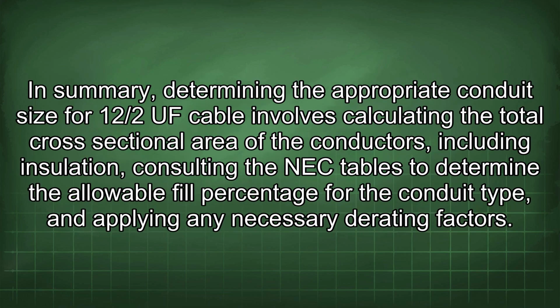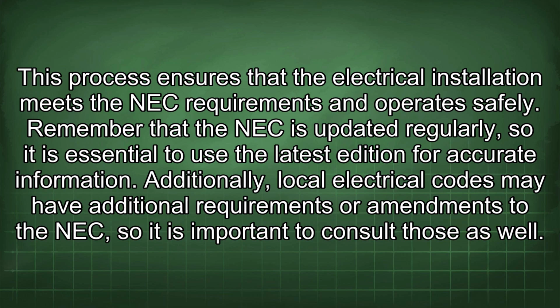In summary, determining the appropriate conduit size for 12/2 UF cable involves calculating the total cross-sectional area of the conductors, including insulation, consulting the NEC tables to determine the allowable fill percentage for the conduit type, and applying any necessary derating factors. This process ensures that the electrical installation meets the NEC requirements and operates safely. Remember that the NEC is updated regularly, so it is essential to use the latest edition for accurate information. Additionally, local electrical codes may have additional requirements or amendments to the NEC, so it is important to consult those as well.